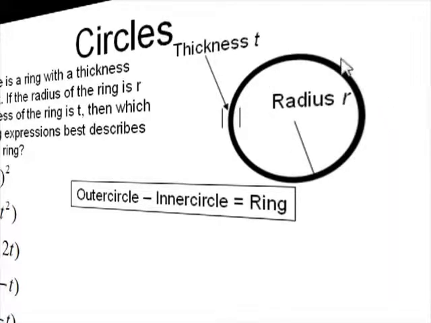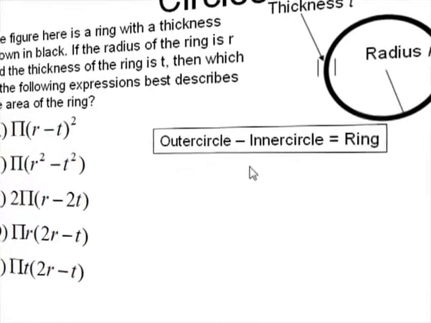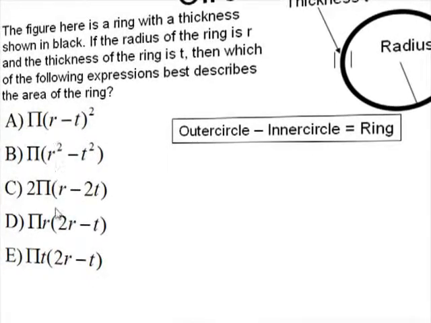equals the area of the ring, right? So the area of the outer circle based on the radius r minus the area of the inner circle based on the radius of r minus t, that gives you the area of the ring. So let's do it. We have to get it in the form of this. It should look something like this.